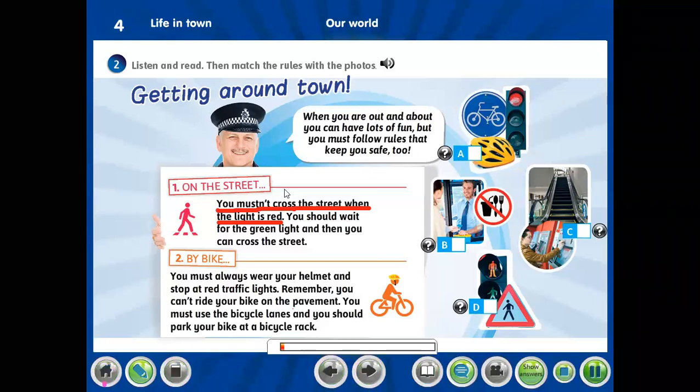Two, listen and read. Then match the rules with the photos. Getting around town. When you are out and about, you can have lots of fun, but you must follow rules that keep you safe too. One, on the street. You mustn't cross the street when the light is red. You should wait for the green light and then you can cross the street. Two, by bike. You must always wear your helmet and stop at red traffic lights. Remember, you can't ride your bike on the pavement. You must use the bicycle lanes and you should park your bike at a bicycle rack.